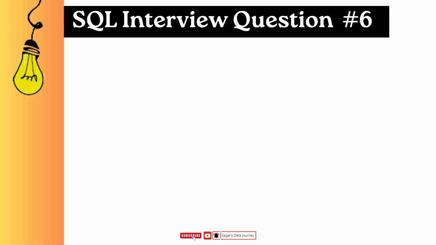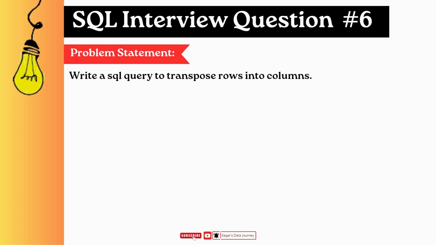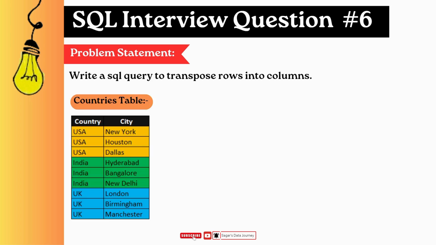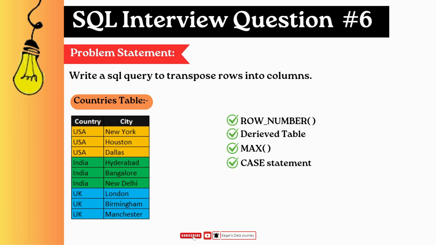This is the sixth video in this series and today's problem statement is: write a SQL query to transpose rows into columns. And this is a countries table using which we are going to solve this problem statement. In order to solve this problem statement, we are going to use a row number window function, the concept of derived table, max function, case statement, and lastly we will use a group by clause.